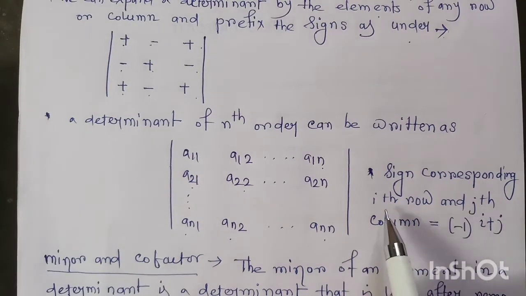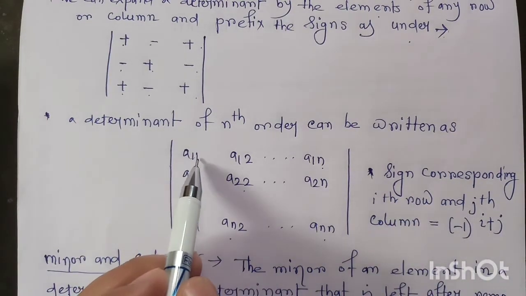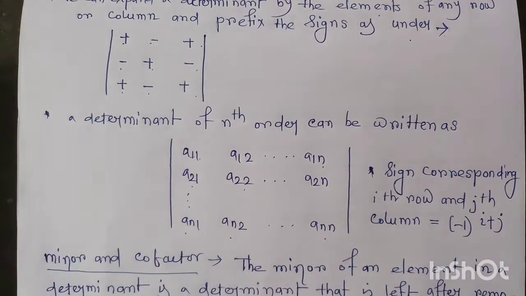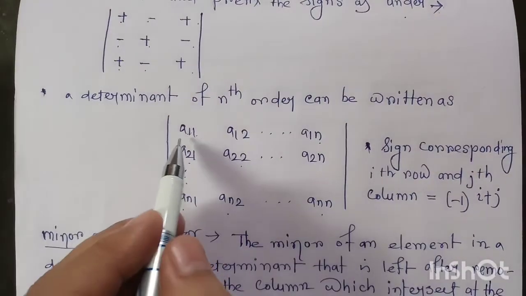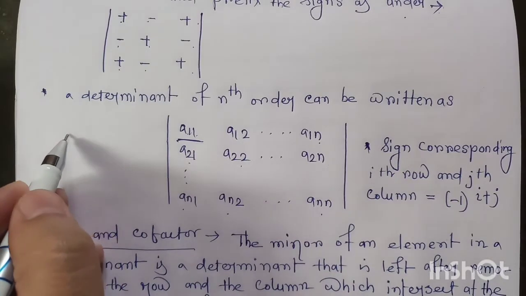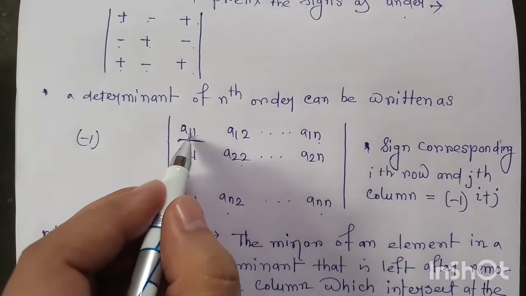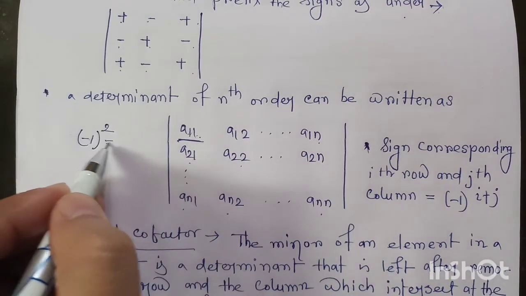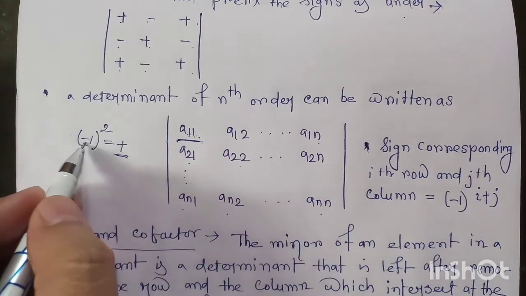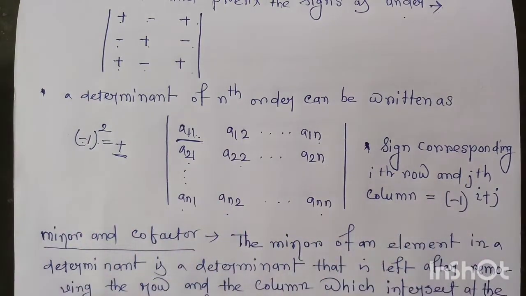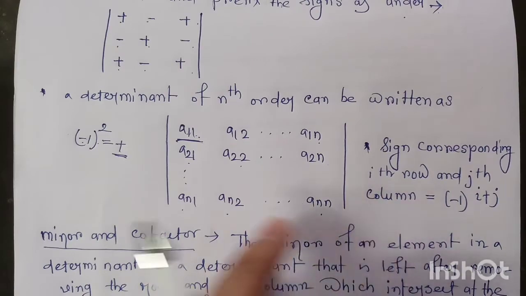The sign corresponding to the ith row and jth column, this is i and this is j. So the sign corresponding to the ith row and jth column is minus 1 whole to the power i plus j. Suppose the sign of A11, so this is minus 1 whole to the power i is 1, j is 1, that is 2. So what is the sign? Plus it will come, because minus 1 squared means plus. If you remember this, then it is easy to remember the sign.